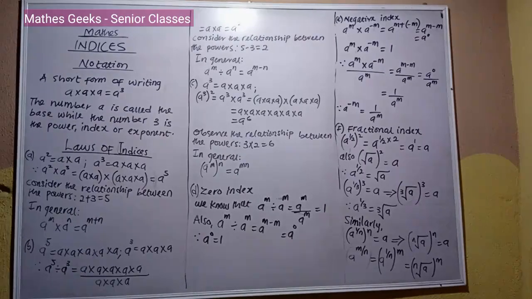So a short form of writing a times a times a is a raised to power 3. The number a is called the base, while the number 3 is the power, index, or exponent. So let's move on to laws of indices.